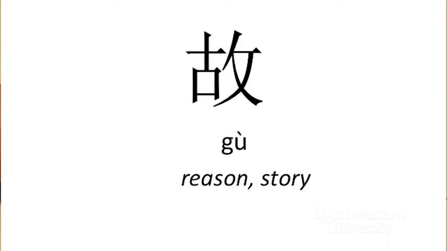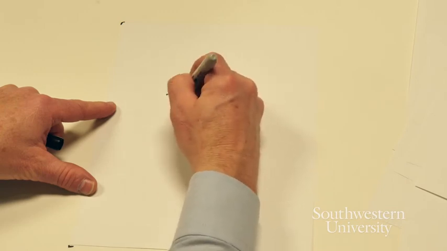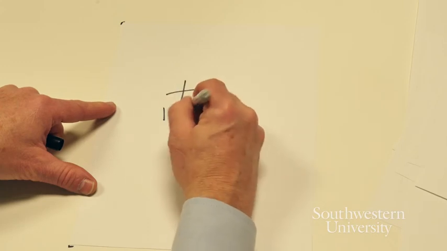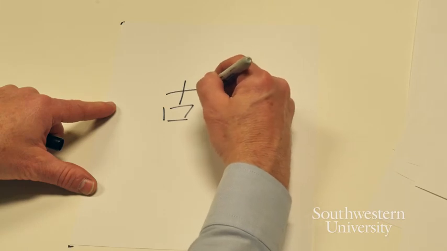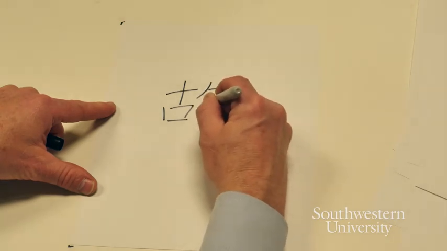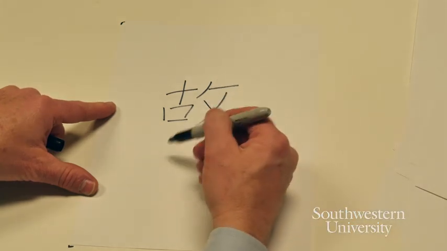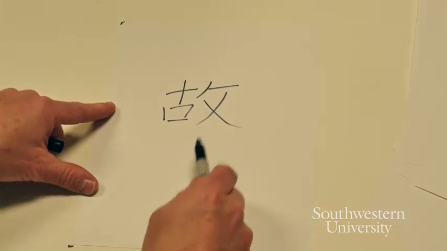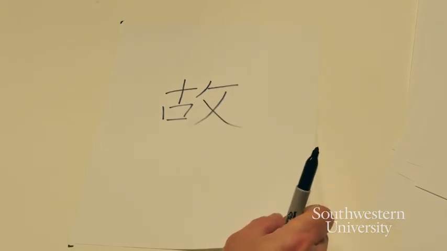Gù, the reason for, or a story. You've got the gǔ, ancient, as phonetic, and on the right side, you've got pū, which means to strike or hit. You've got the right hand here, and a person there. So it's actually a depiction of a hand with a stick, which has nothing to do with gù, but it just helps you remember the character. Gù, the reason for, a purpose, to tell a story.